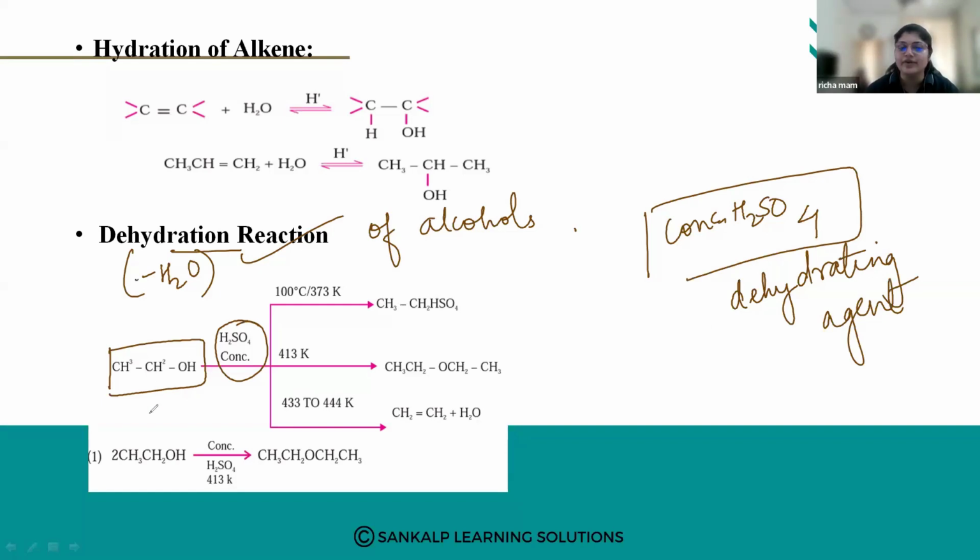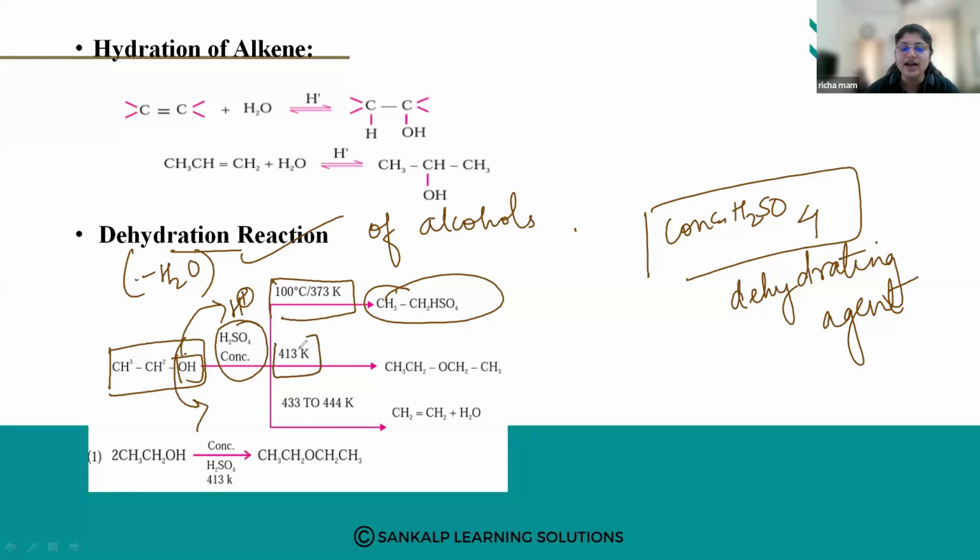So when we add concentrated H2SO4 to alcohol, what happens? The H plus ions from this attack the OH, and it will be protonated. As it is protonated, what will happen? It will give you alkenes or ethers, depending upon the reaction condition. If the reaction takes place at 100 degrees, your OH is replaced by the HSO4, the negative ion of the H2SO4. So this is the product of it.